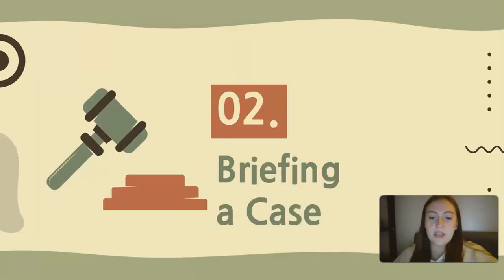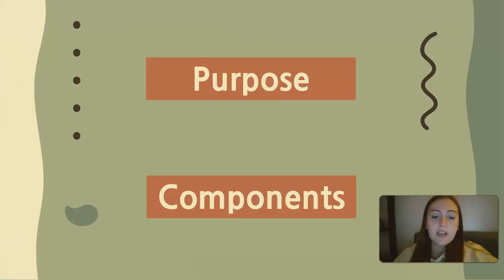So now we're going to talk about briefing a case. Briefing a case identifies the essentials and eliminates the non-essentials. This analysis helps to better understand what might be a difficult or complex case. And the elements of a case brief are citations, parties, facts, procedural history, issue, holding, and comments.